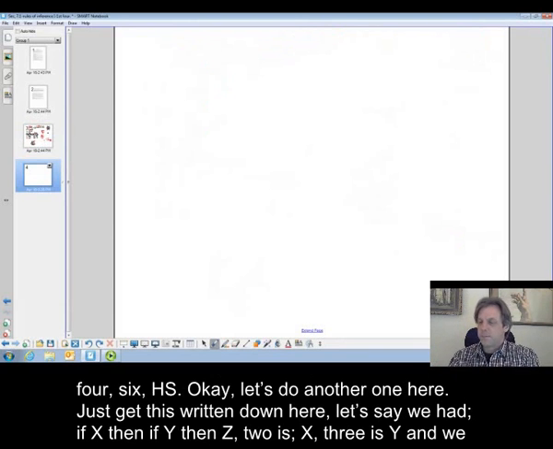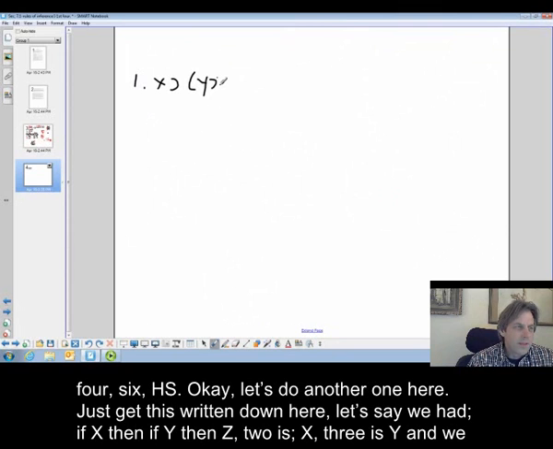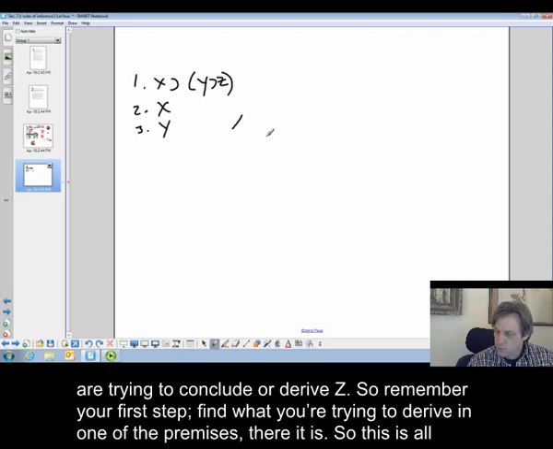And let me just get this written down here. Okay, let's say we had, if X, then if Y, then Z. Line 2 is X, line 3 is Y, and we are trying to conclude or derive Z.